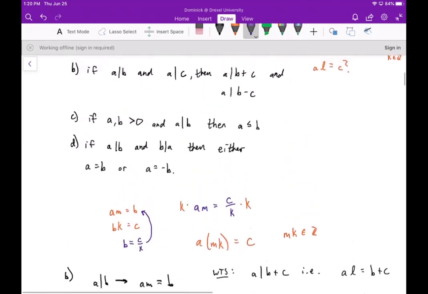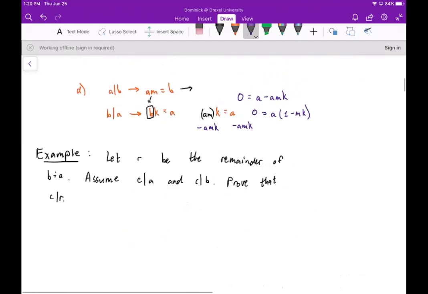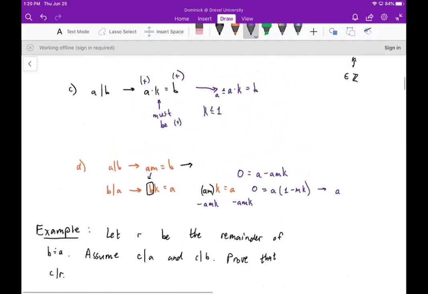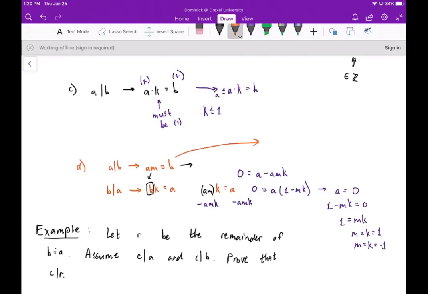Now again, we weren't told, so A could be 0, that's fine. So here we get that A is equal to 0, or 1 minus MK is equal to 0. This is the key part here. Now, if 1 is equal to MK, and M and K are both integers, then either M and K are 1, or M and K are -1. Right? And of course, if you now look at either one of these two equations, you'll then get A is equal to B, or A is equal to -B.